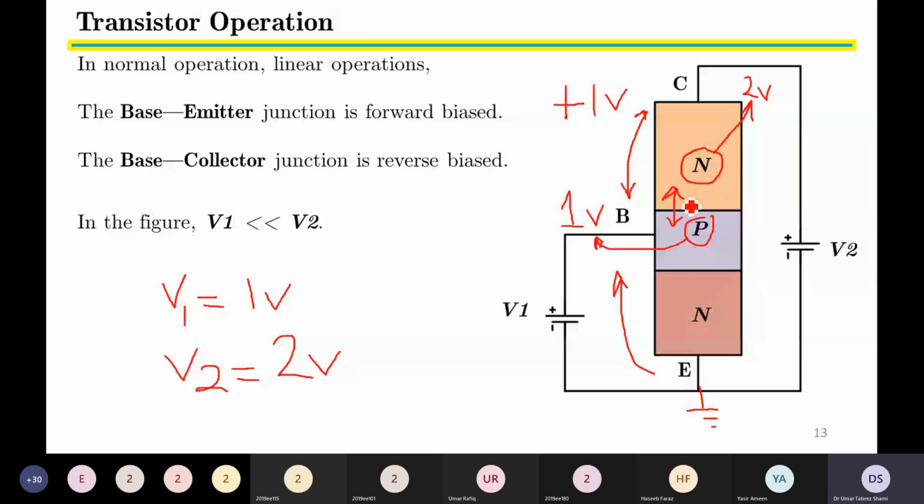If we want to forward bias the base and collector, then we must reduce the voltage of the collector, but it will then violate our second condition. So to fulfill the second condition where the base collector is reverse bias, we are connecting the collector terminal at a higher voltage. So this is how we will achieve both conditions.